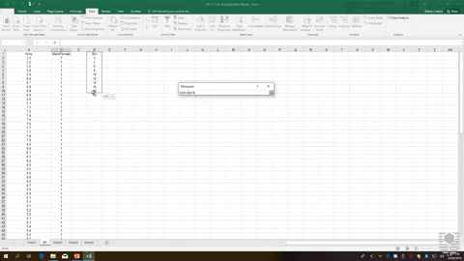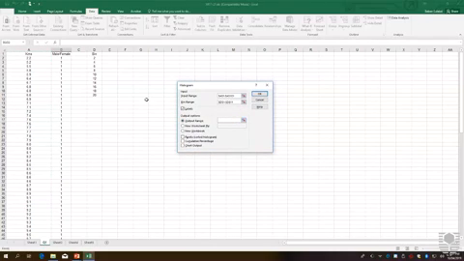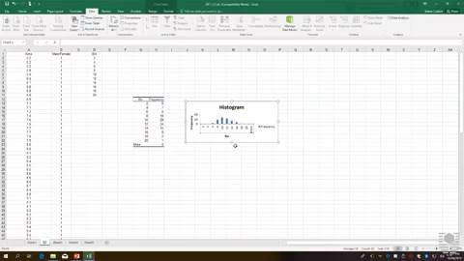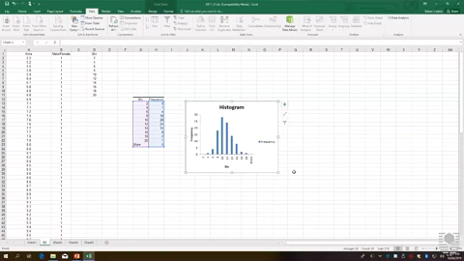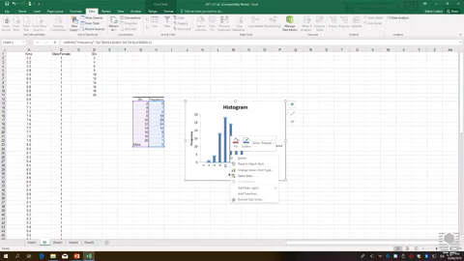You remember it? And labels, output range. Put it in here. Chart output. Okay. So you're going to have this output, right? What's the next step? Get rid of the gaps. Yes. How? Right click in here. You put the mouse in here and right click. It will give you format data series.